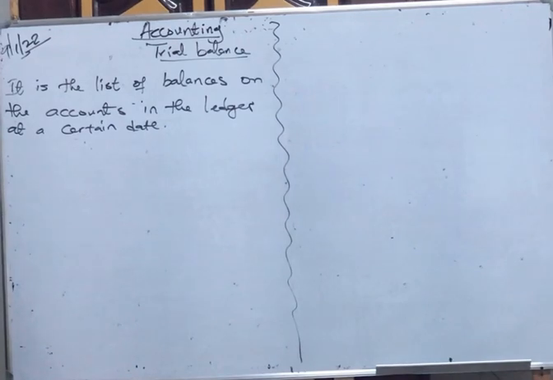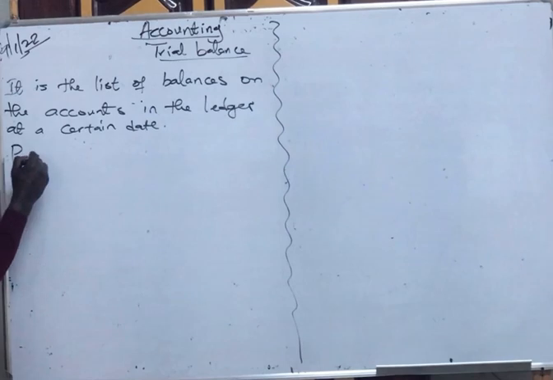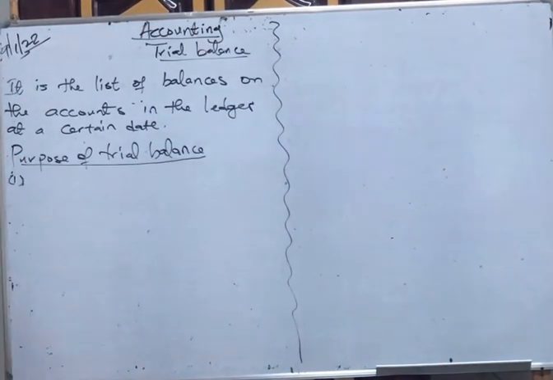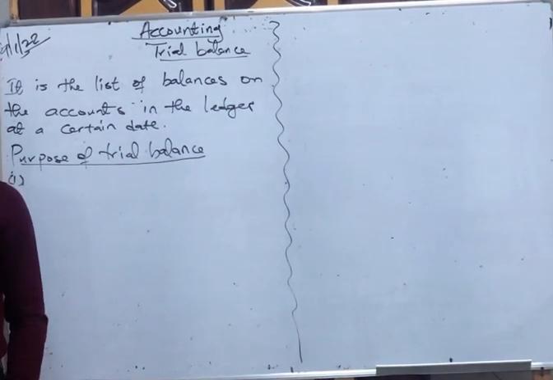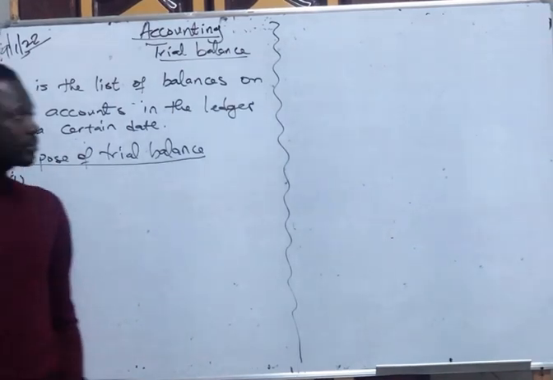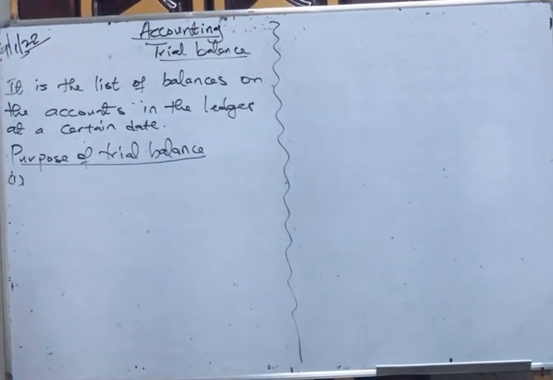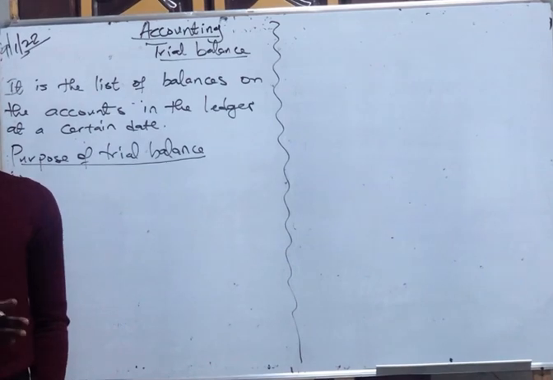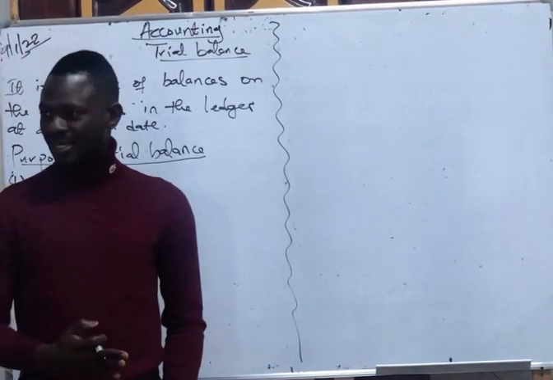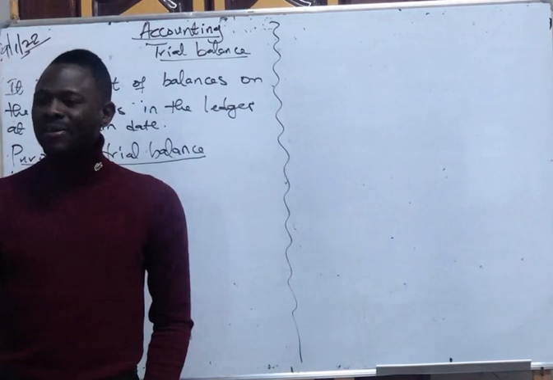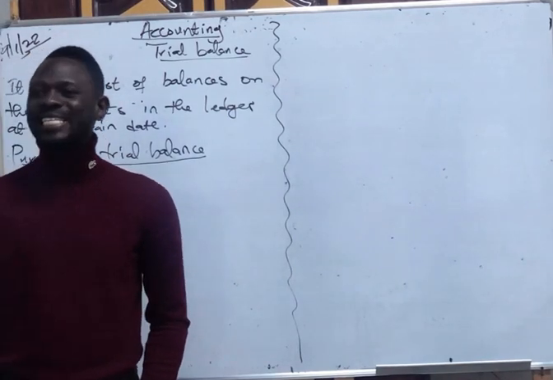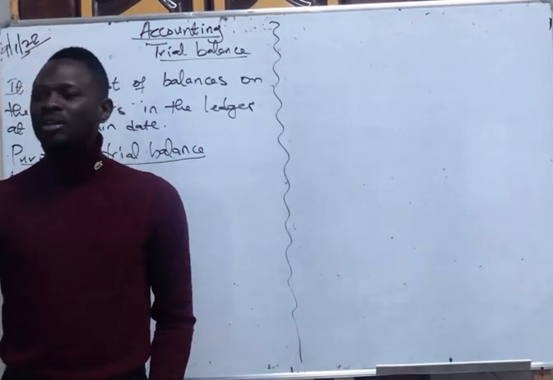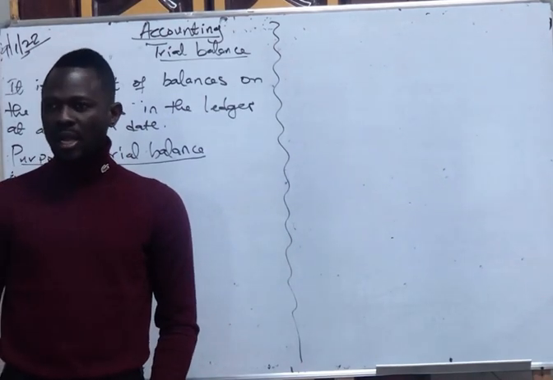So what do you do? What is the purpose of preparing a trial balance? Purpose. We say purpose of trial balance. Stop writing please. So, if there are errors in your account, do you understand what I'm saying here? Yes. When you prepare a trial balance, because a trial balance must balance, whenever your trial balance does not balance, it means there's an error or there are errors in your account. Is it clear? Yes.